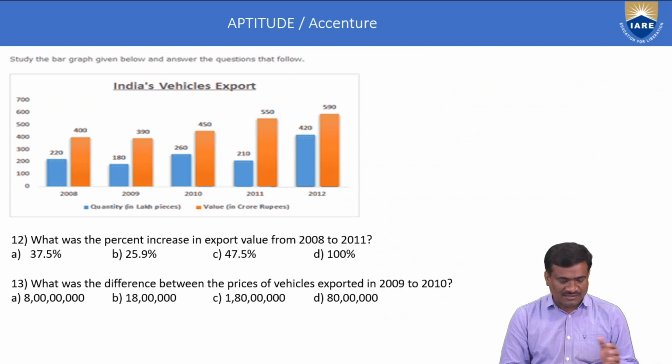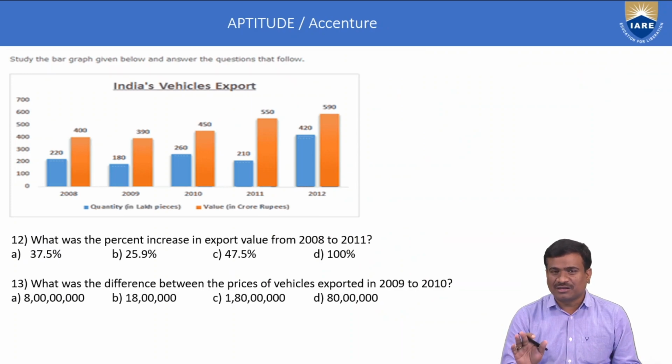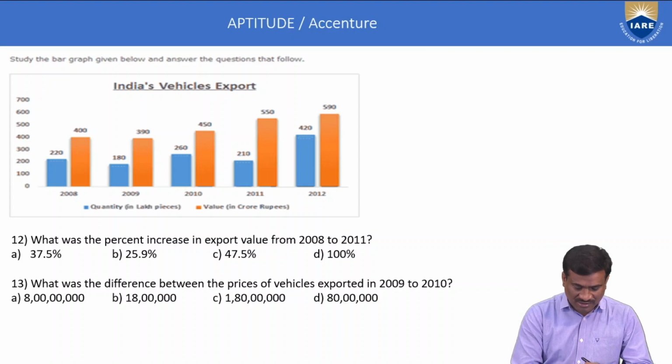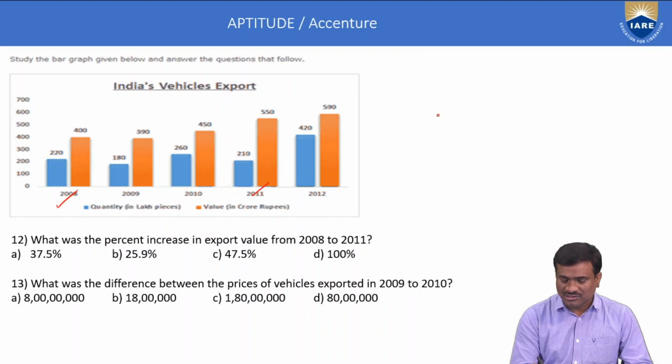Next, 12th example and 13th, data interpretation. Data interpretation, 12th example. What was the percent increase in the export value from 2008 to 2011? A. The 2008 export value and the 2011 export value. Method: 2011 minus 2008, divided by 2008, into 100.